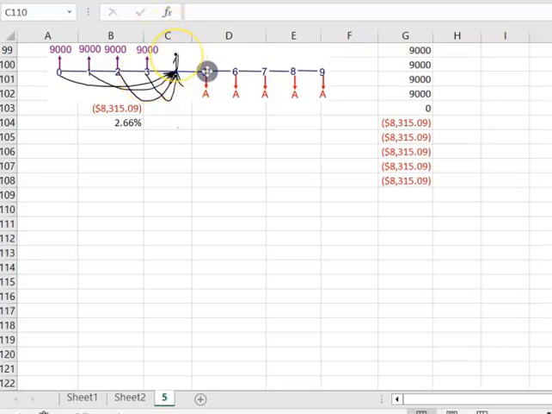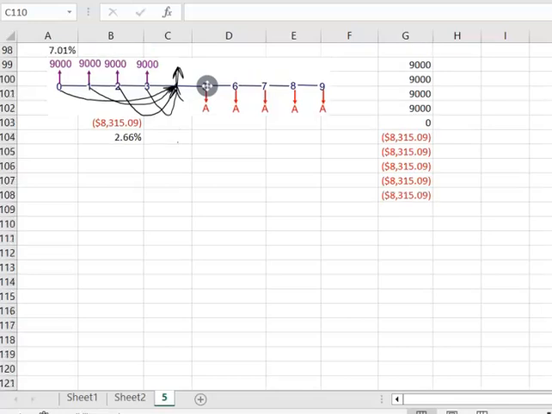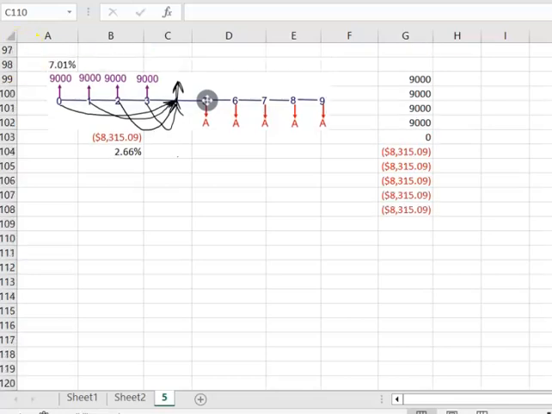So Maria can simplify her loan issue, her loan case, to this case. He is getting $36,000 at the end of year 4.